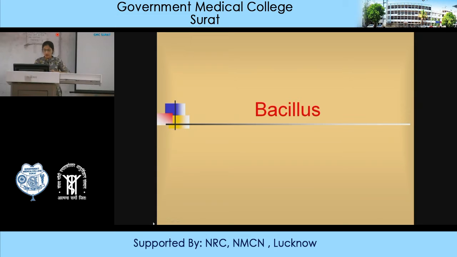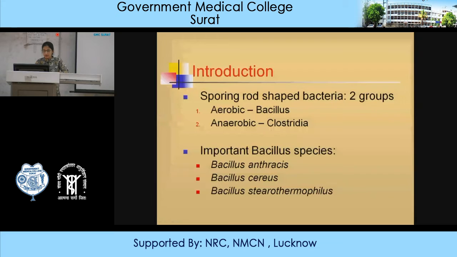Now today we will see one of the important gram-positive bacilli. Bacillus means rod-shaped bacteria. This is another gram-positive bacteria besides the Clostridium family. This Bacillus is also similar to the Clostridium gram-positive bacillus. It's a spore-forming rod-shaped bacteria, and these gram-positive bacilli are divided into two groups.